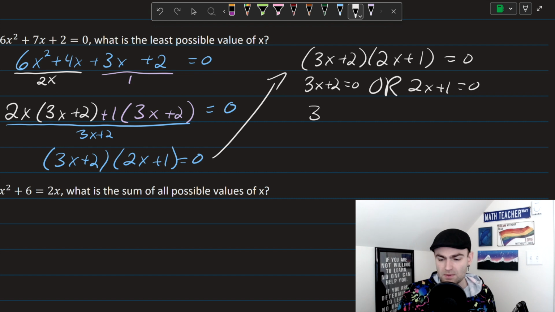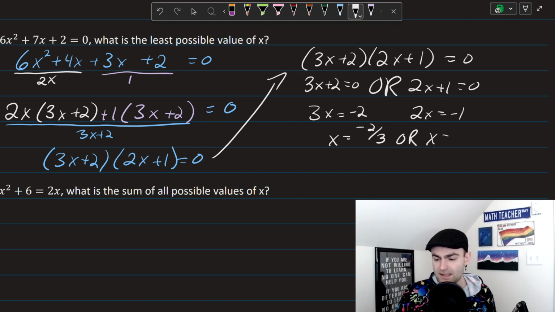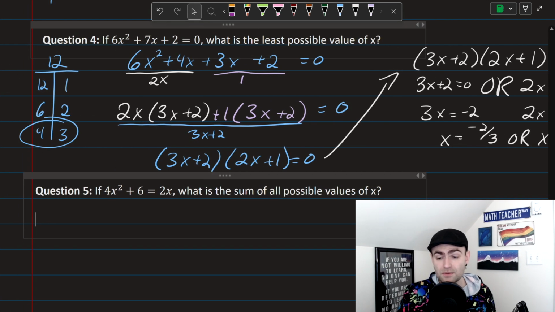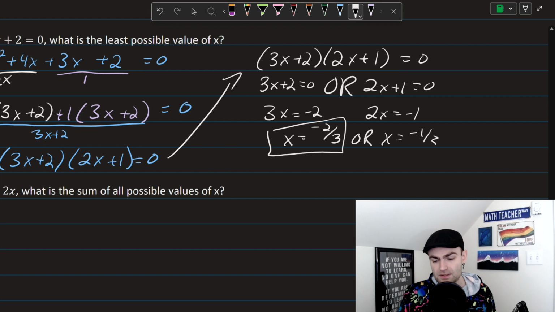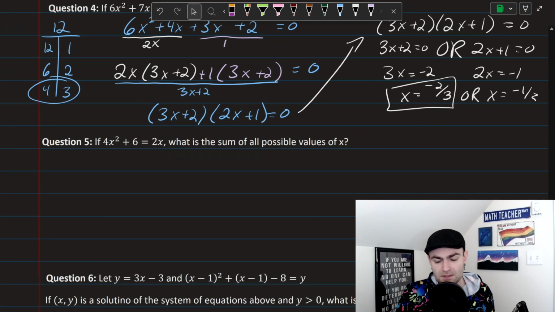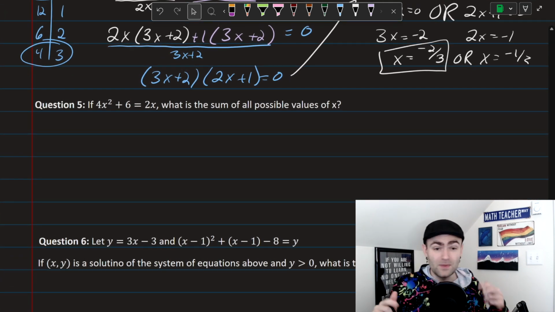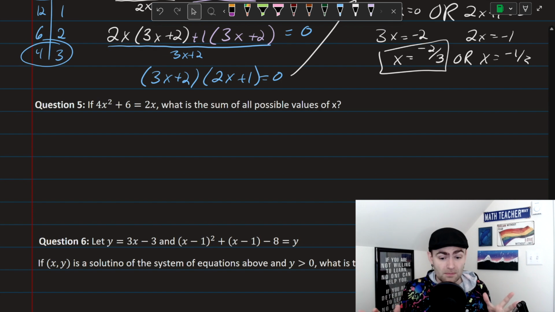Subtract 2, so we get 3x equals negative 2. Subtract 1, 2x is equal to negative 1. Divide by 3, divide by 2, we get x is equal to negative 2/3, or x is equal to negative 1/2. Now, if it's asking for the least possible value, it wants the one that is furthest from 0 in the negative direction, and that would actually be this negative 2/3. So, not too bad.